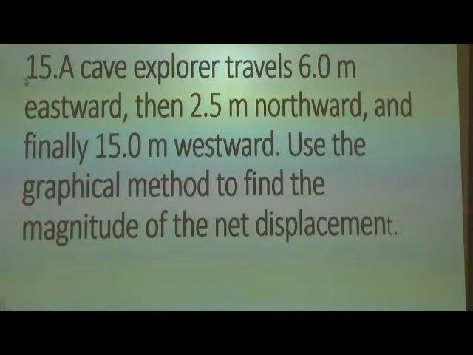Number 15, it's to find the resultant by graphing it with a protractor and graph paper and a ruler. A cave explorer travels 6 meters eastward, then 2.5 meters northward, and finally 15 meters westward. Use the graphical method to find the magnitude of the net displacement. See if you could sketch that out, or if you have a protractor, see if you could come up with the resultant based on making a scale. The scale was 1 centimeter is equal to 1 meter. Give it a shot.